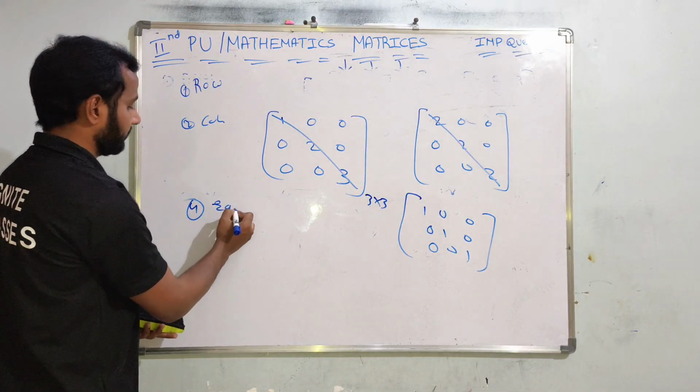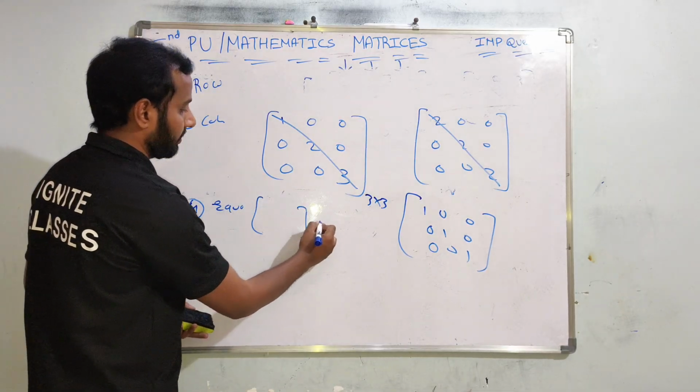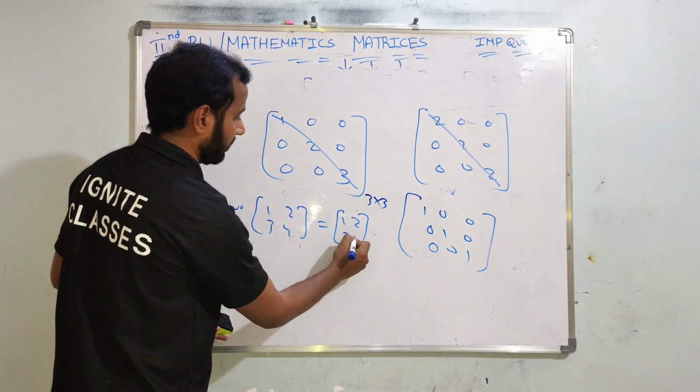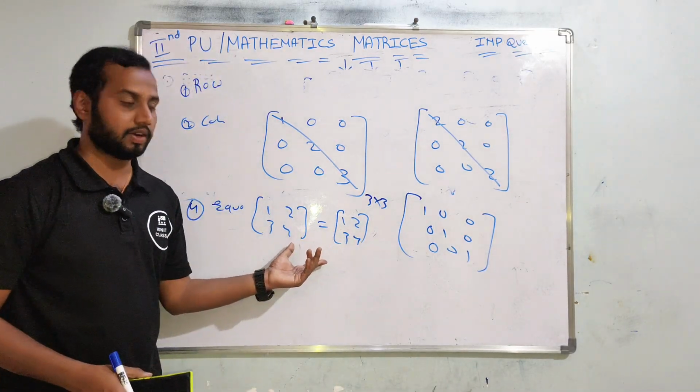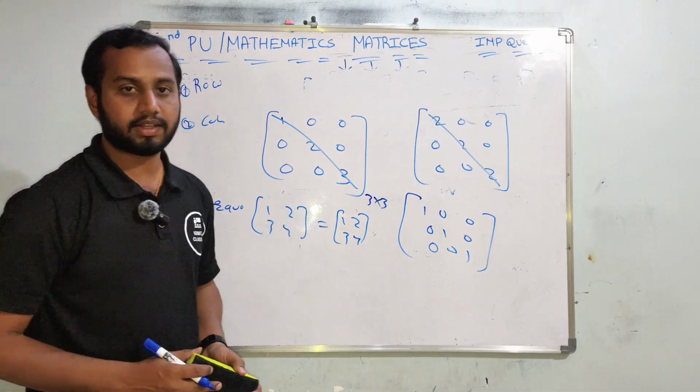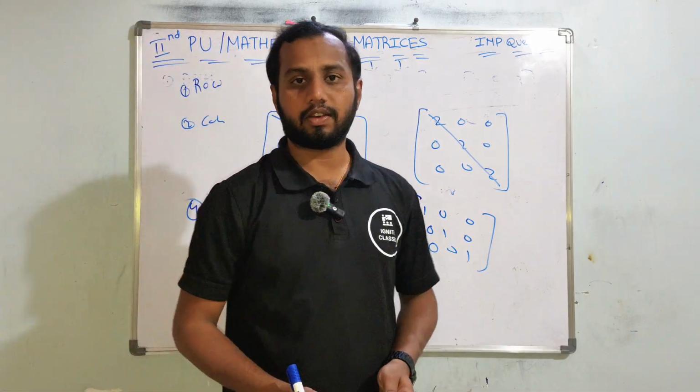Equal matrix. Two matrices are said to be equal. 1 2 3 4, 1 2 3 4. Two matrices are said to be equal if their order is the same and also corresponding elements are the same. Then these two matrices are called equal matrices.